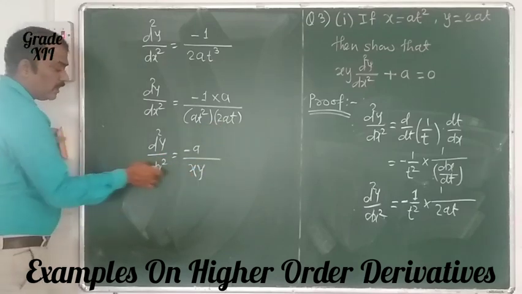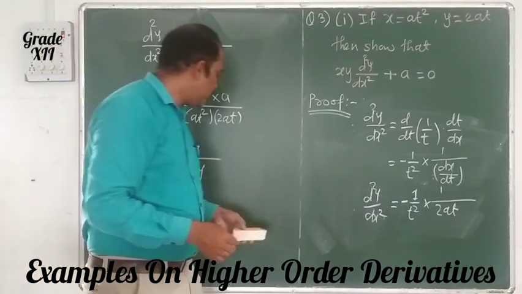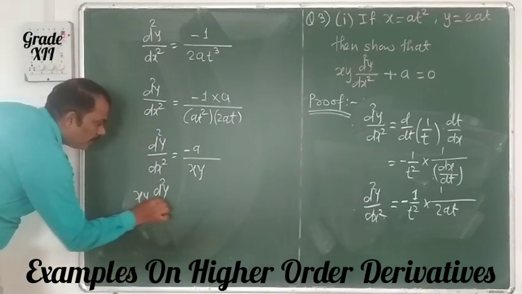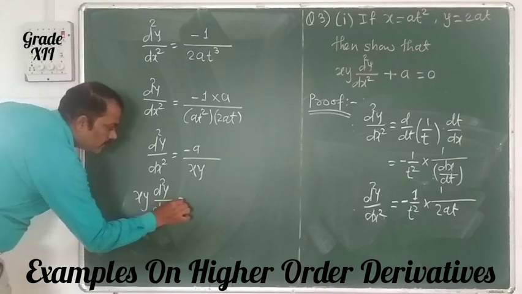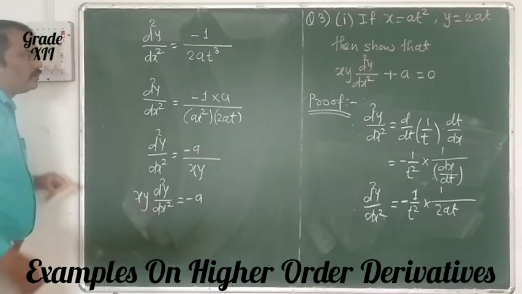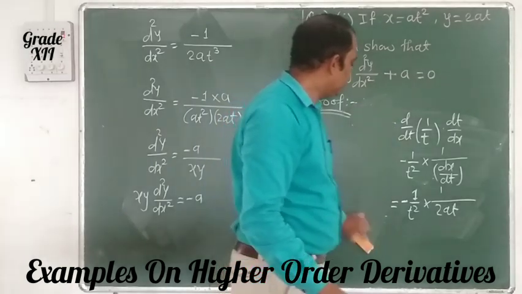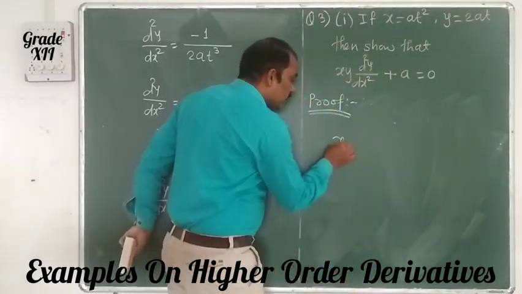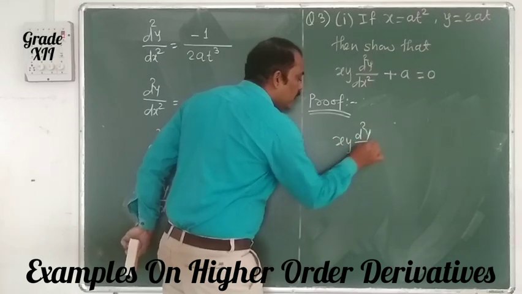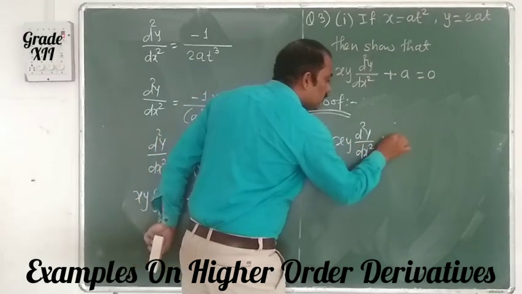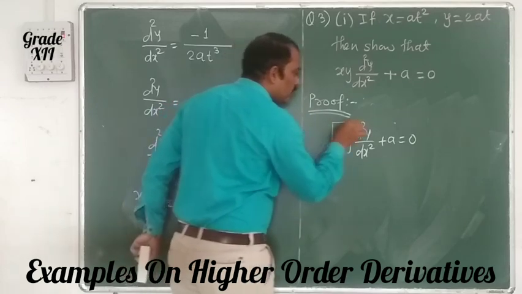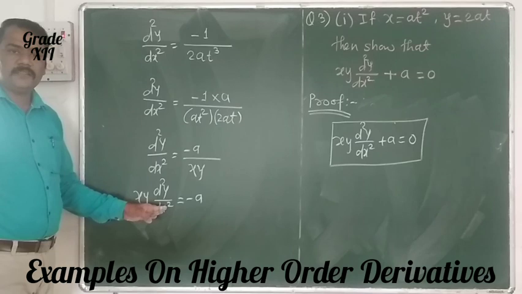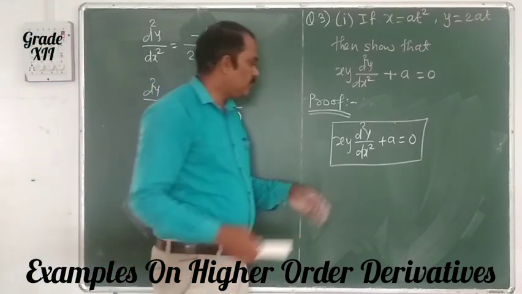We have to take this xy on this side, so what we get is xy into d2y by dx square is equal to minus a. Minus a we have to take on this side, so it must be plus. So xy into d2y by dx square plus a is equal to 0. This minus a we have to take on this side; it must be plus in the proof.